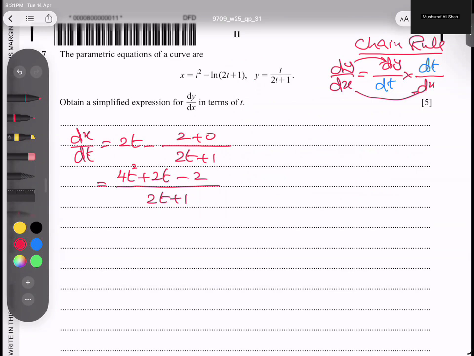LCM is 2t plus 1 and 2t plus 1, 4t square and plus. Yes, correct. So this is clear, okay? So let's talk about the next one.